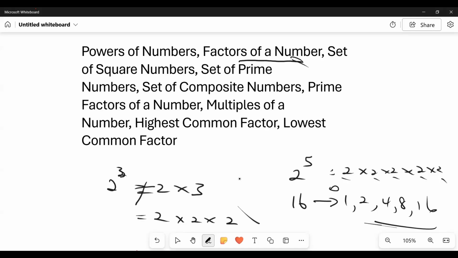You wouldn't call 0 a factor. No. Can't divide by 3.